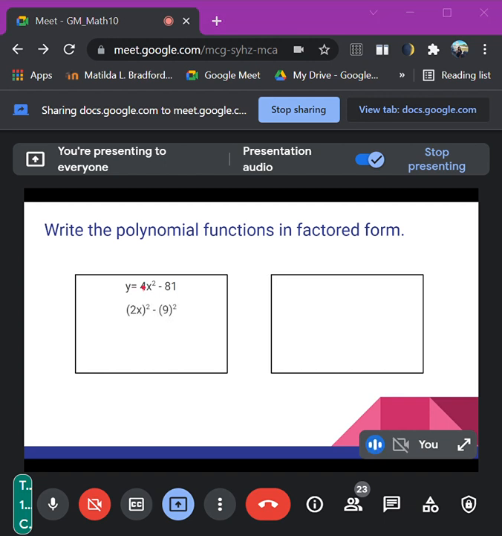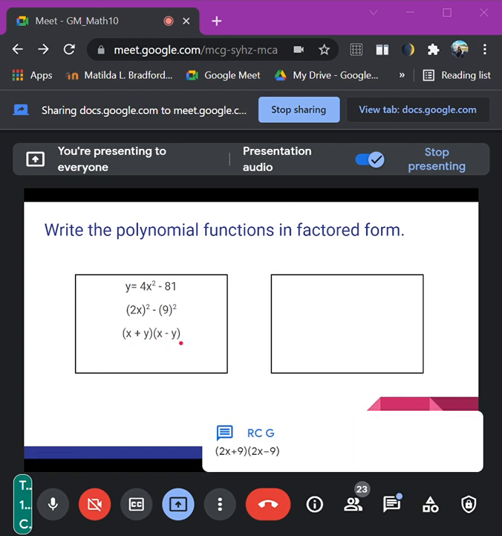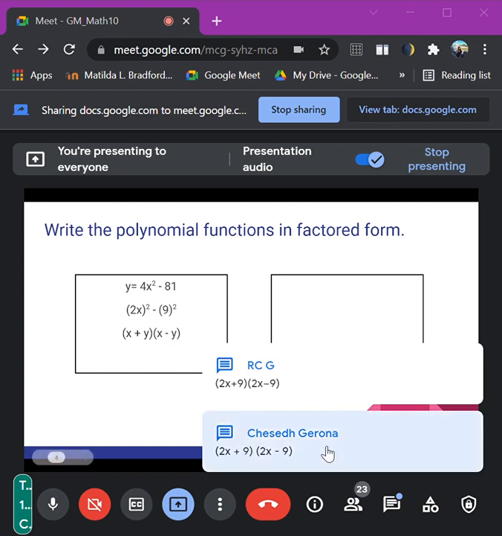So we can use the guide. We take the square root. The square root of 4x squared is 2x, and the square root of 81 is 9. And then we treat this as our x, and this as our y. So what is the expanded form of the difference of two squares in factoring? Right? It is x plus y, quantity x minus y. Okay, very good.